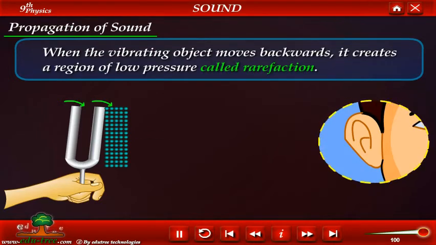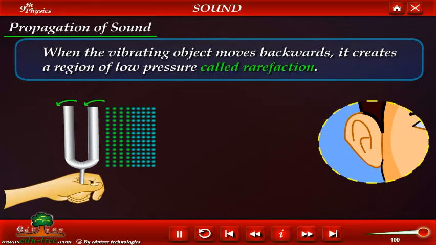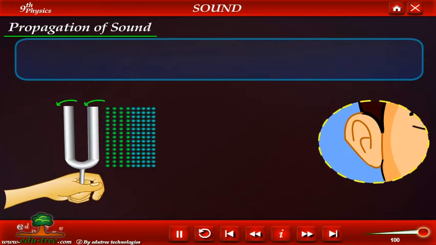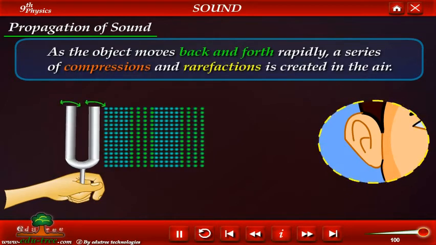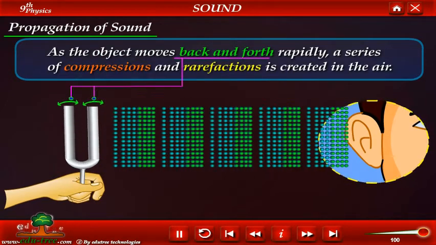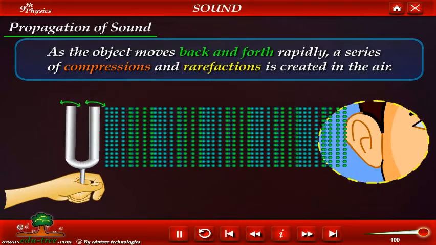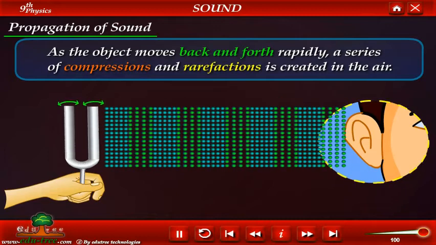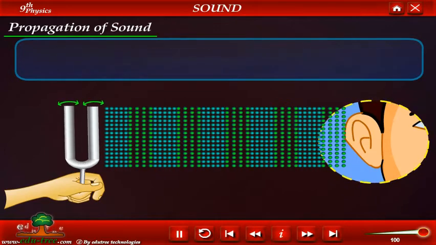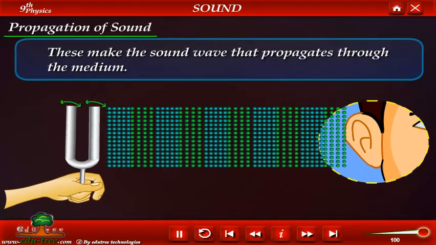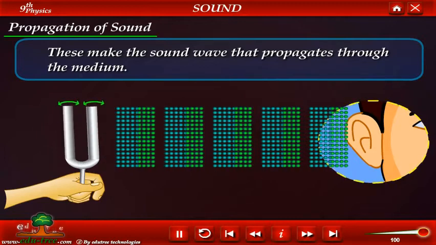When the vibrating object moves backwards, it creates a region of low pressure, called rarefaction. As the object moves back and forth rapidly, a series of compressions and rarefactions is created in the air. These make the sound wave that propagates through the medium.